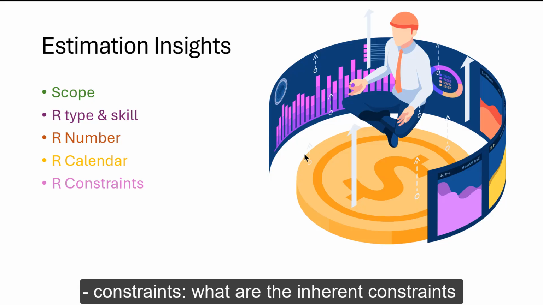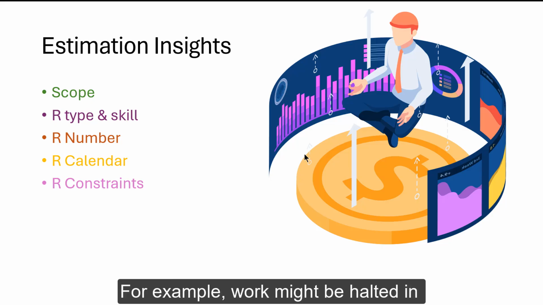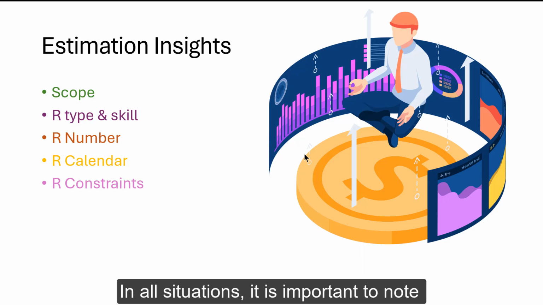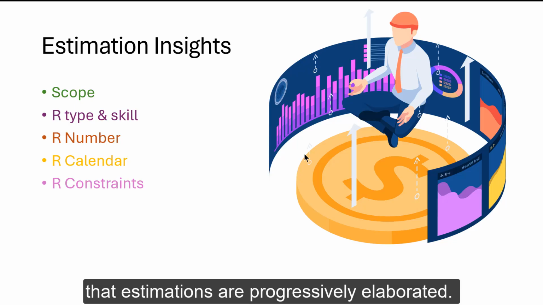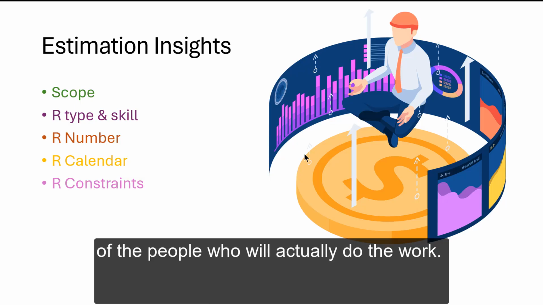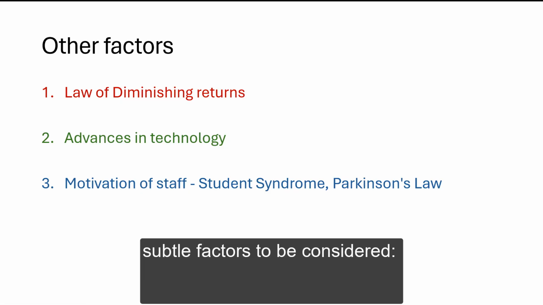Constraints. What are the inherent constraints imposed on the project? For example, work might be halted in the monsoon season. In all situations, it is important to note that estimations are progressively elaborated. It should always be done in consultation with the people who will actually do the work, and it should not be unilateral from the project manager or the team lead. Now, there are a few other important but subtle factors to be considered.